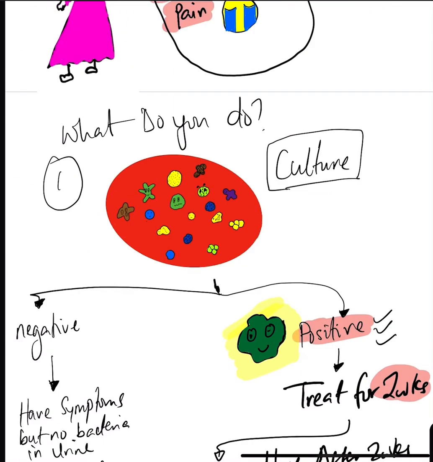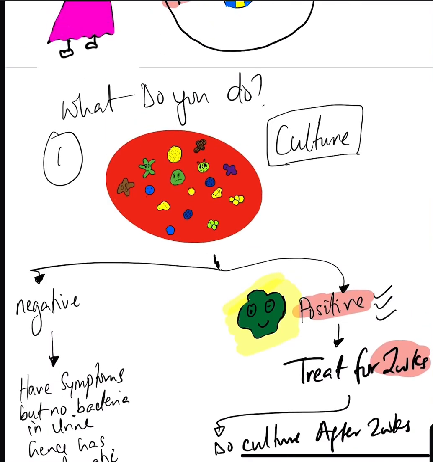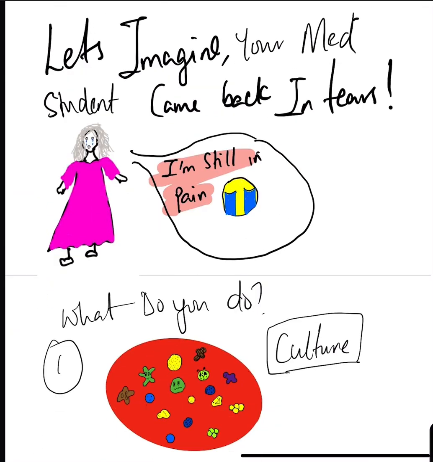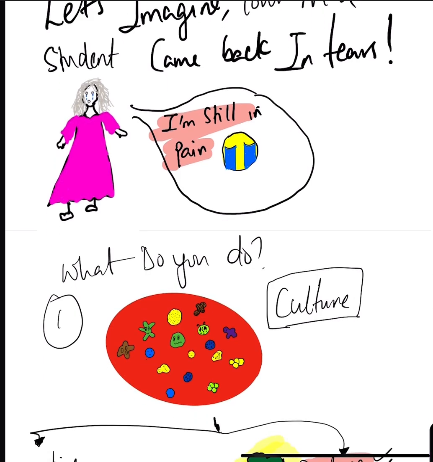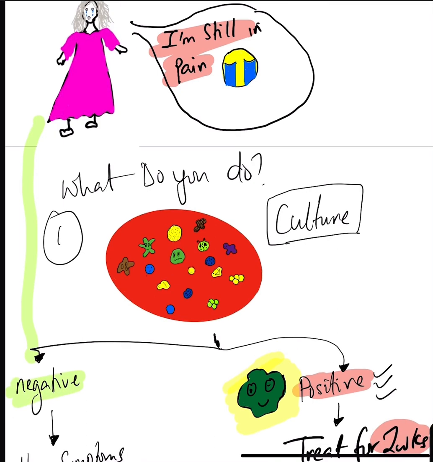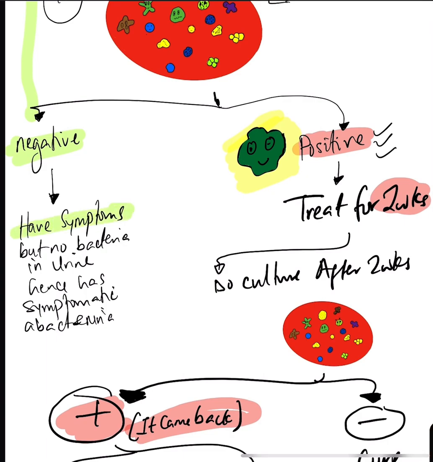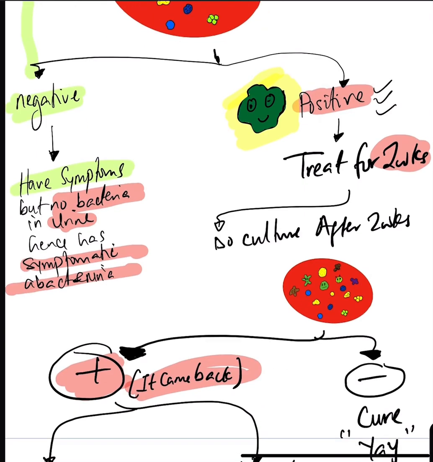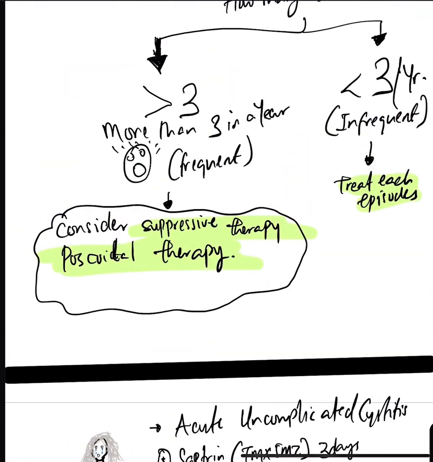So let's say this patient has negative symptoms. This same patient, you did the test, even though she's still in pain, she has UTI, but she doesn't have the upper urinary tract infection and pain symptoms. What do we do? She tested negative in the blood culture, but she still has dysuria, urgency. That means she has symptoms, but she doesn't have bacteria in the urine. So she has symptomatic abacteria. So this is basically it.